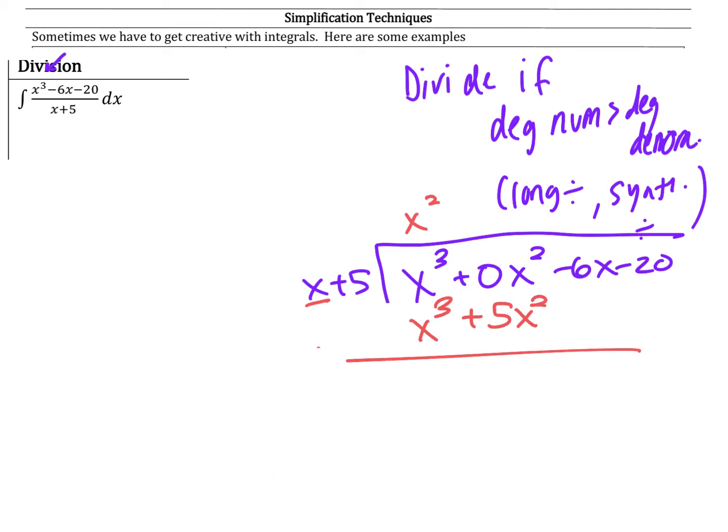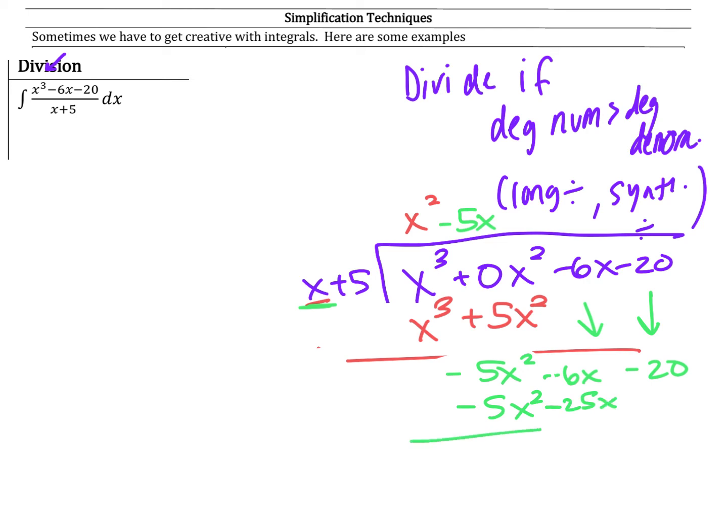So we're going to subtract here. X to the third minus x to the third is 0. 0 minus 5x squared is negative 5x squared. And then we can go ahead and bring down the other two terms. Now I'm asking myself, what do I do to x to get negative 5x squared? Well, I need to multiply it by negative 5x. That would give me negative 5x squared minus 25x.